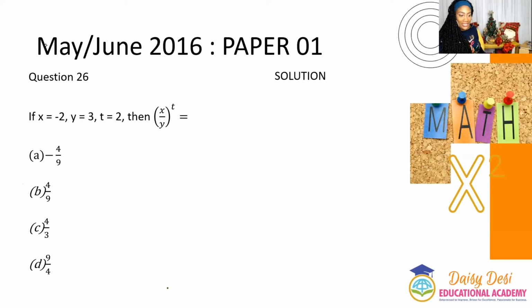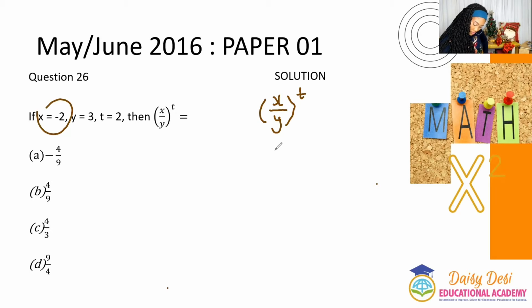May, June 2016, paper 1, question 26. If x is equal to minus 2, y is equal to 3, t is equal to 2, then x over y, all to the power of t, equals what? That's an ugly bracket. X over y to the power of t. Wherever we see x, we are putting negative 2, over y, which is 3, all to the power of t, which is 2.